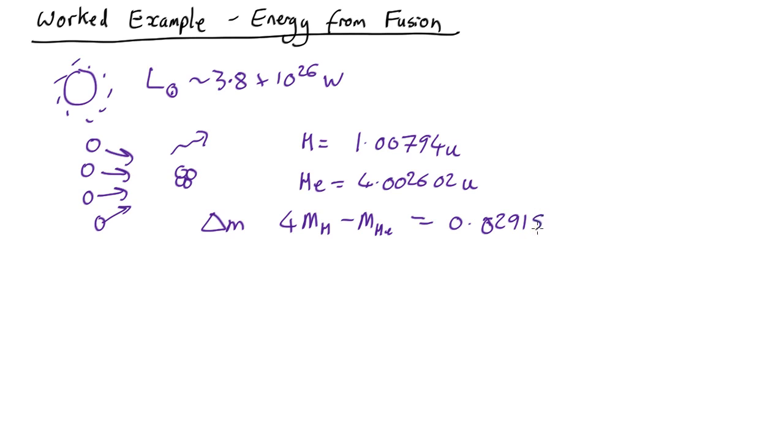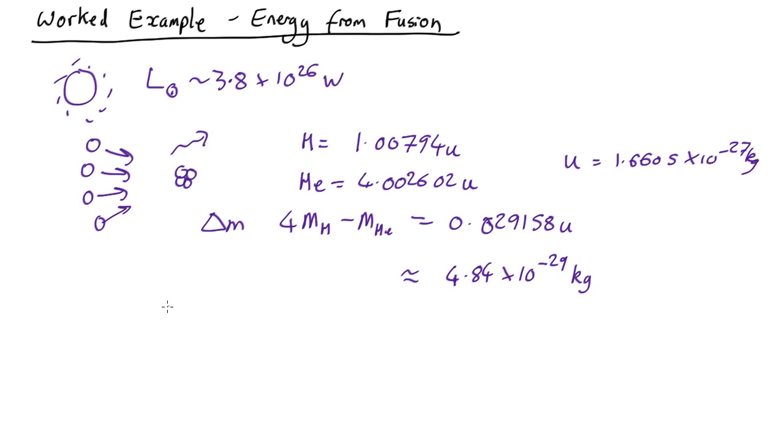equals 0.029158 U, which if you feed in the atomic mass unit, which is 1.6605 by 10 to the minus 27 kilograms, gives you a whopping 4.84 by 10 to the minus 29 kilograms. So that's the mass difference.